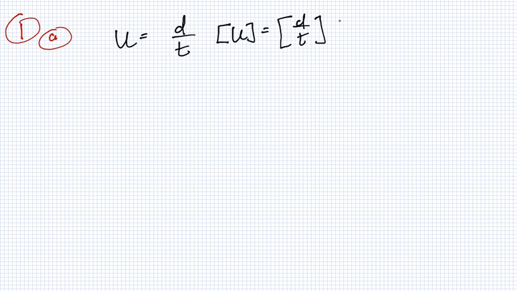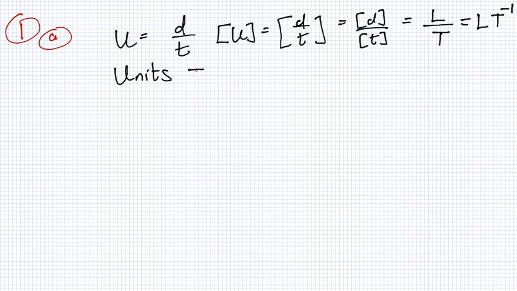1A. So here we know that U equals D over T. So the dimension of U is equal to the dimension of D over the dimension of T. In this case, D, we're told, has a dimension of length, and T has a dimension of time. So the answer is length per time. And as such, the units would be then meters per second.